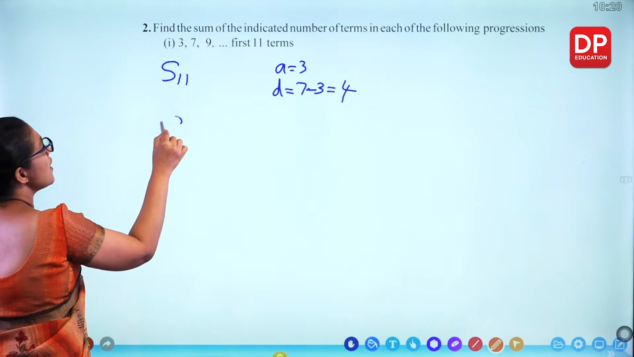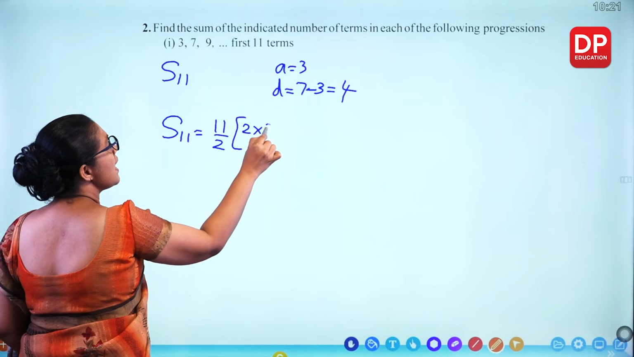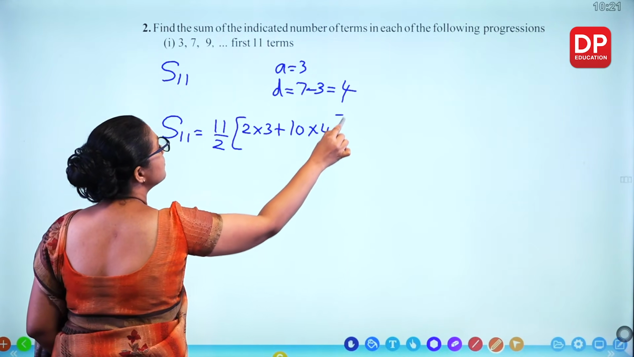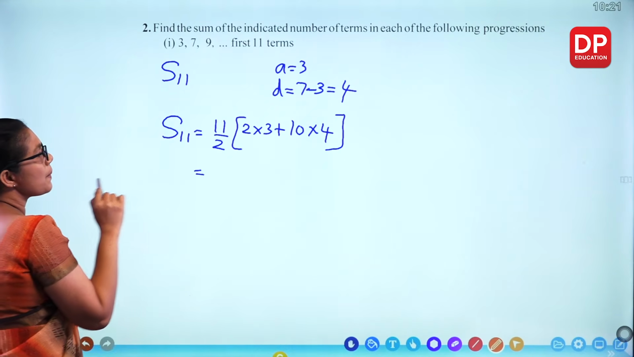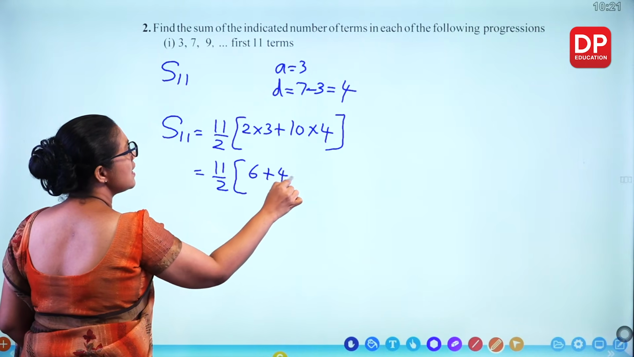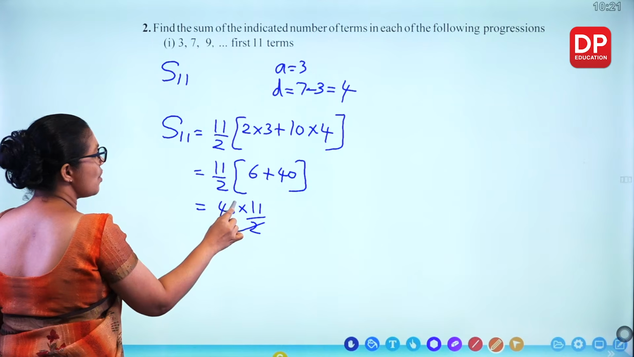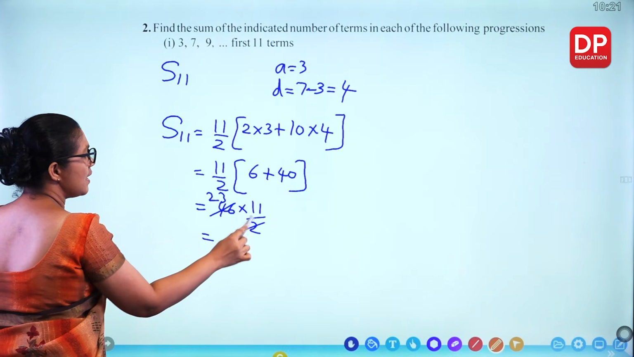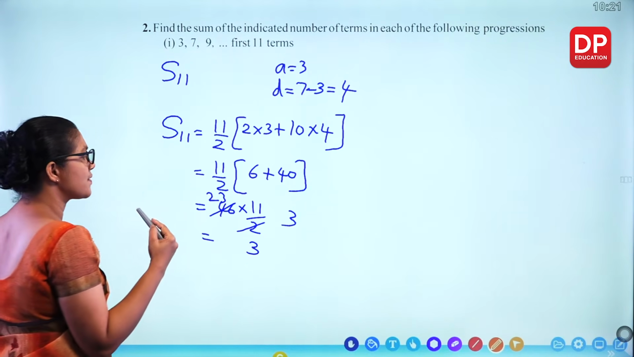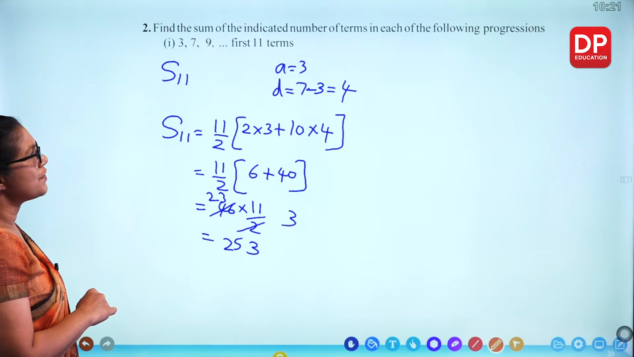Now use the formula. S11 equals 11 over 2, 2a plus n minus 1, that's 10 times d. 11 over 2, simplify inside. 6 plus 40, 46. 46 into 11 over 2, divide. So 11 times 3, 33, 3 remaining. 11 times 2, 22 plus 3, 25. So the answer is 253.